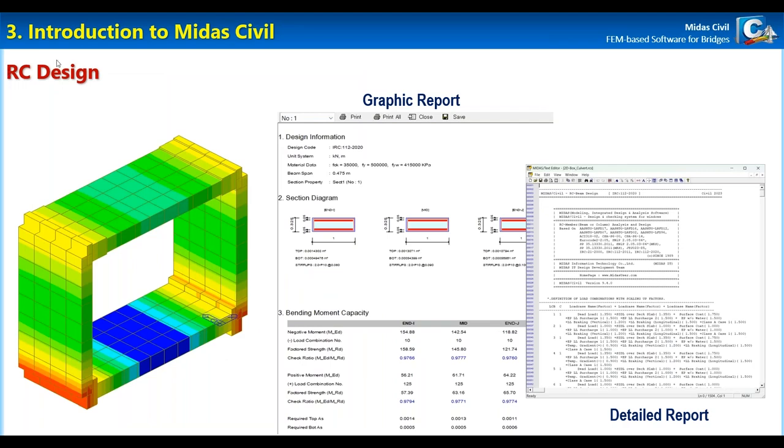The other one is about the reinforced concrete design. When you have the reinforced concrete design, after performing it, you can have a graphic report and a detailed report. In the graphic report, you can have the top and the bottom reinforcement ratio, and then the stirrup spacing can be given in this report easily. And the bending moment capacity is also given in this report. For the detailed report, you have all the data you need for your design. The sections are checked, and you can check in this detailed report whether the section passed when you are doing the analysis.